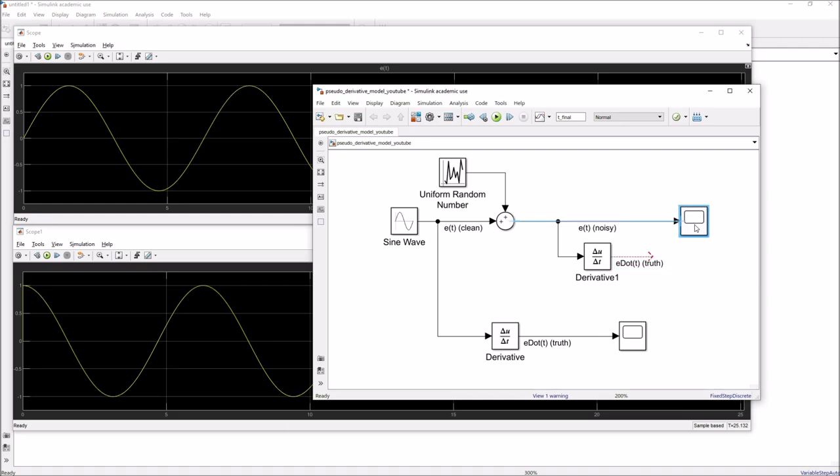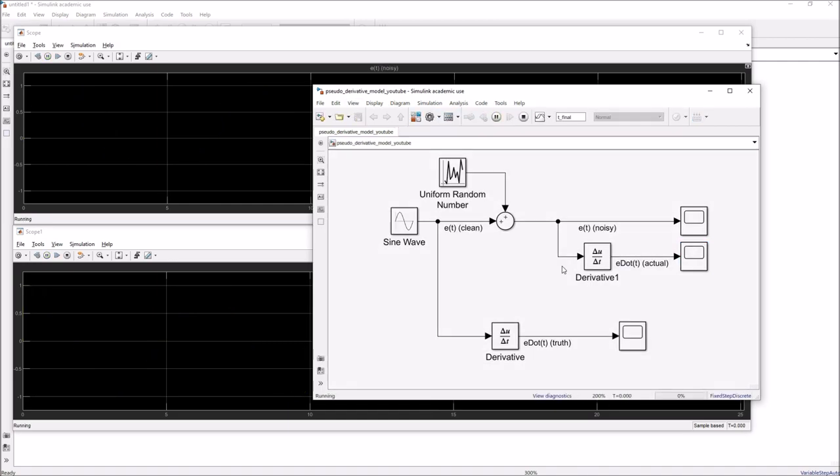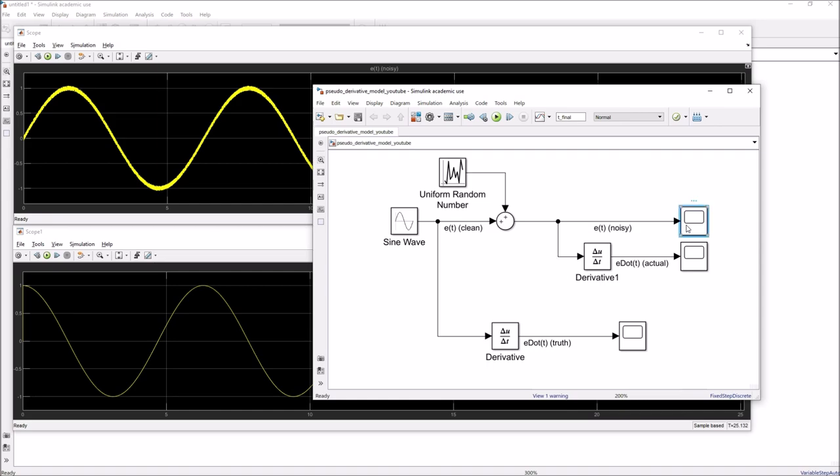Coming out of this second derivative block, this is the E dot, maybe the actual E dot that you're going to get, because you are going to calculate the derivative based on this noisy signal. So this is what we actually get. Let's put scopes on all of these so we can stare at them. If I save this and run it, let's look at this signal.